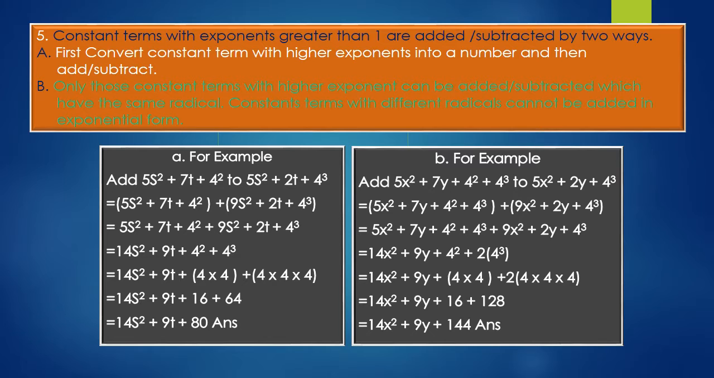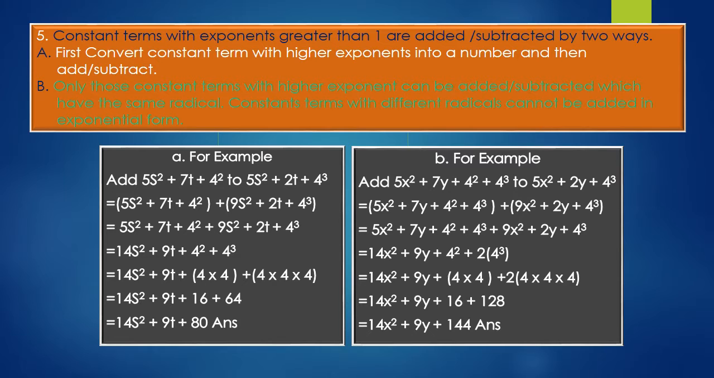Now you look to the like terms. 5 square is like the 9 square, so if we add them, we get 14 square. 7t is a like term to 2t, so if we add them, we get 9t. 4 square and 4 cube: these two constant terms cannot be added. Why? Because the powers of the two constant terms are not similar. So we have to convert them into a number first, only then we can add them.